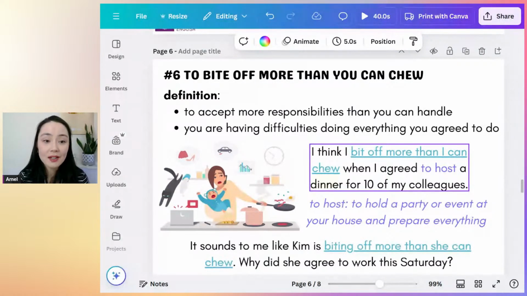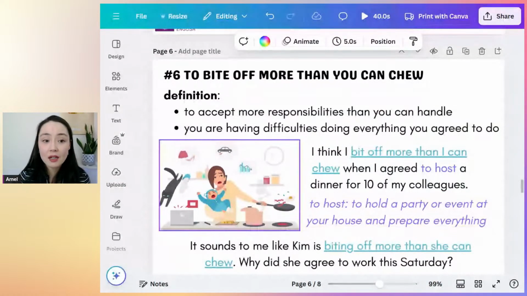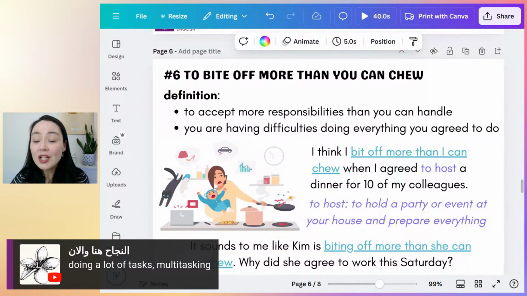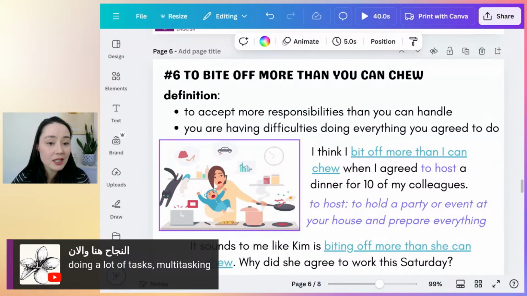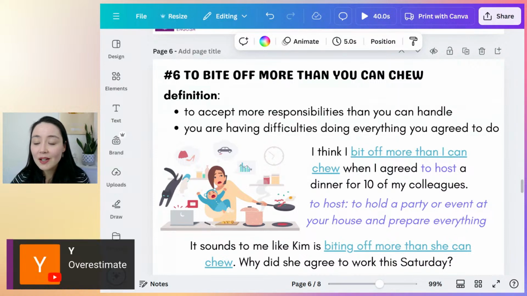To host, to hold a party or event at your house and prepare everything. So she's going to host a dinner for 10. I think she bit off more than she can chew. Doing a lot of tasks. Multitasking, absolutely. She's multitasking. Usually you are multitasking when you bite off more than you can chew. Overestimate. Yes, you overestimate what you're capable of doing.